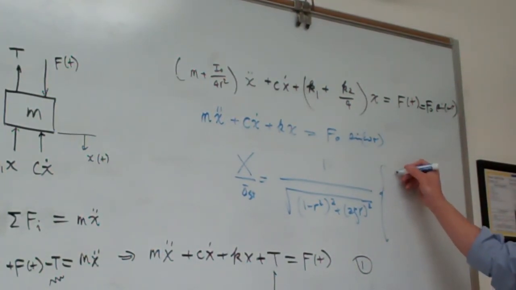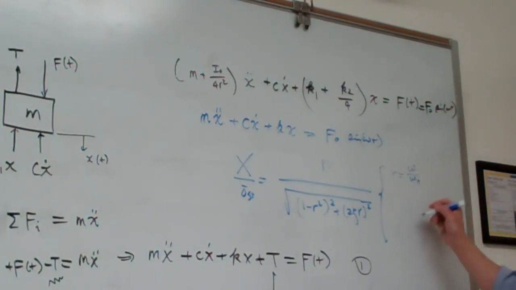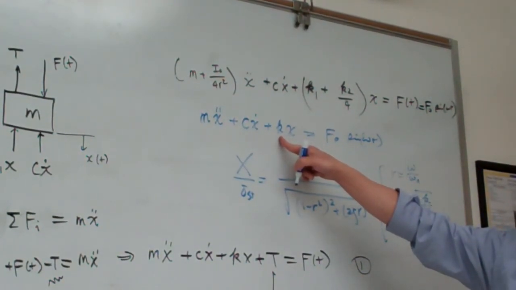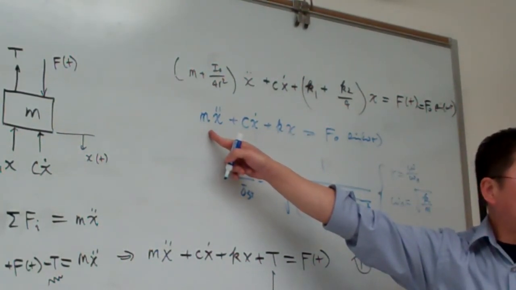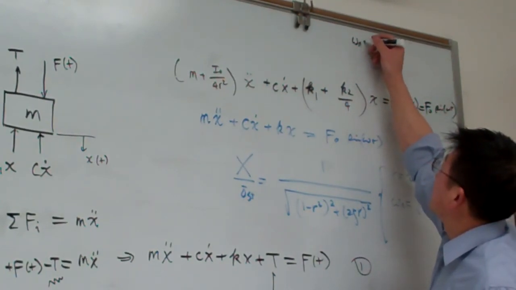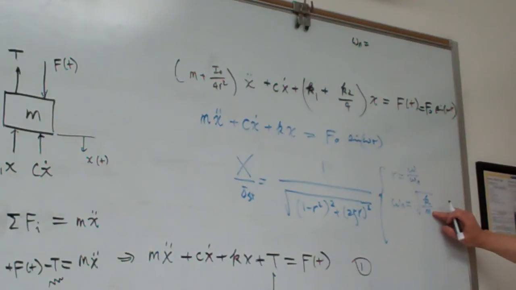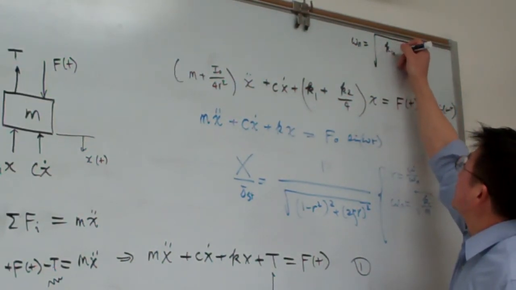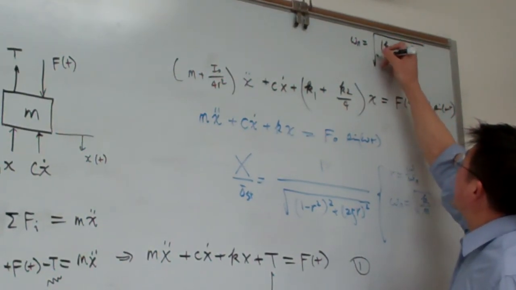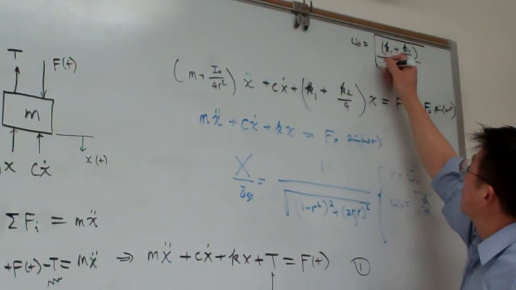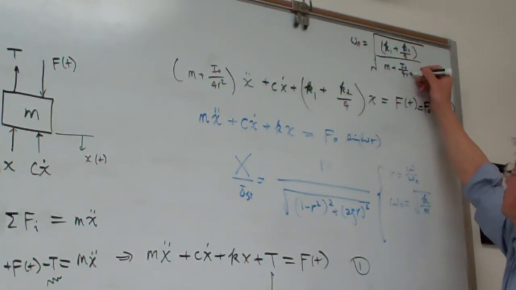In this information, we know we need r. We know r equals omega over omega n. So by all means, we need to calculate omega n, and that is the square root of k over m. And again, what is k? K is this value, right? And m is this value, right? So for our system here, what is omega n? Again, omega n is the k term divided by the m term, square root. So what is the k term here? The k term is this one, that is k1 plus k2 over 4, divided by what is the m term? This one, the whole thing, m plus I0 over 4r squared. You good?